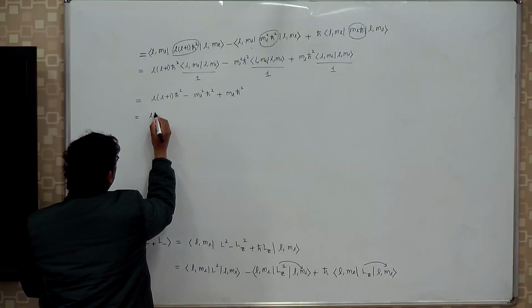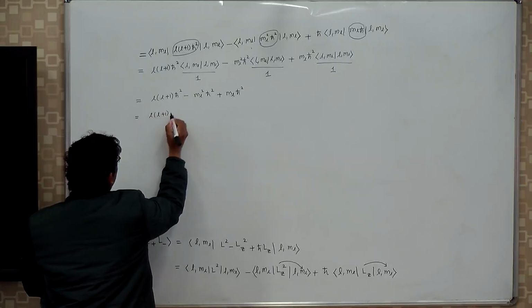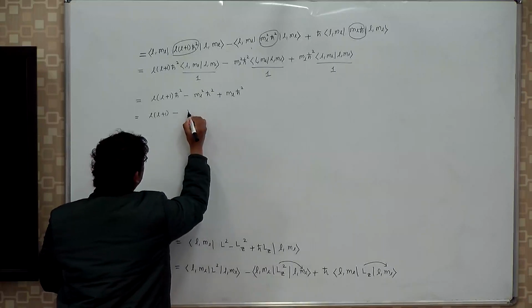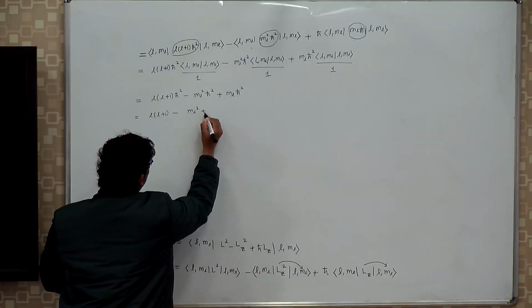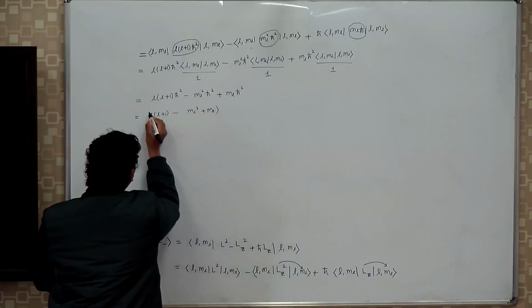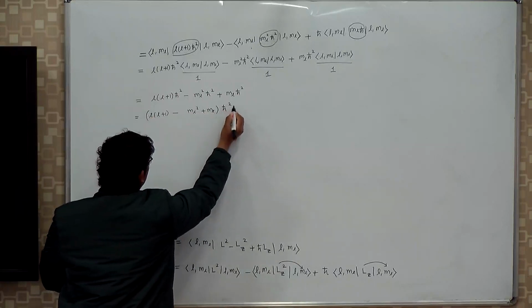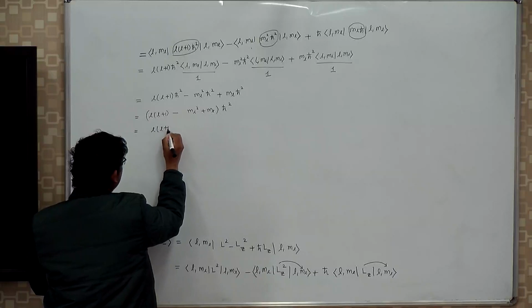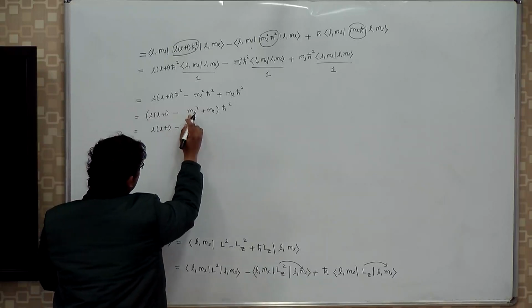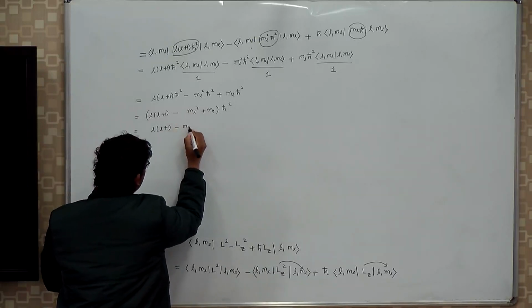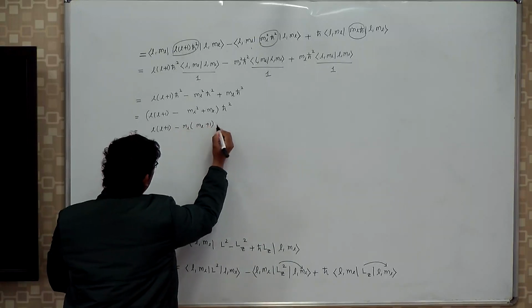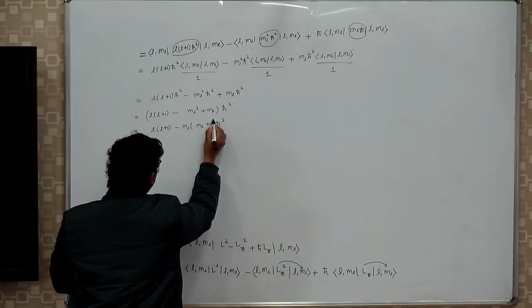If we take h cross squared outside, m L squared, m L, then further we can also reduce L into L plus 1 minus, so minus m L you take it outside, so one can write it as L into L plus 1 minus m L into m L plus 1 h cross squared.